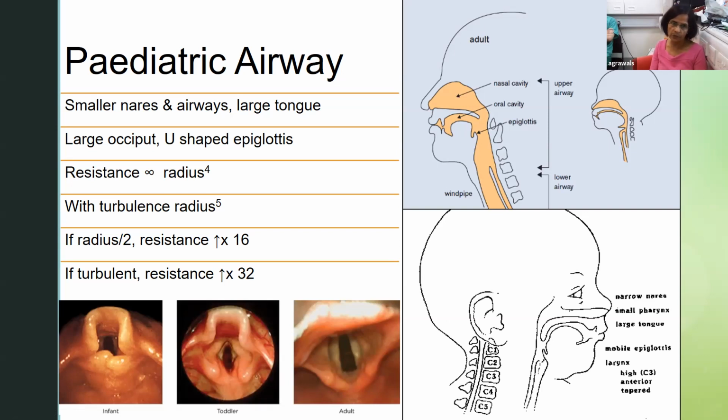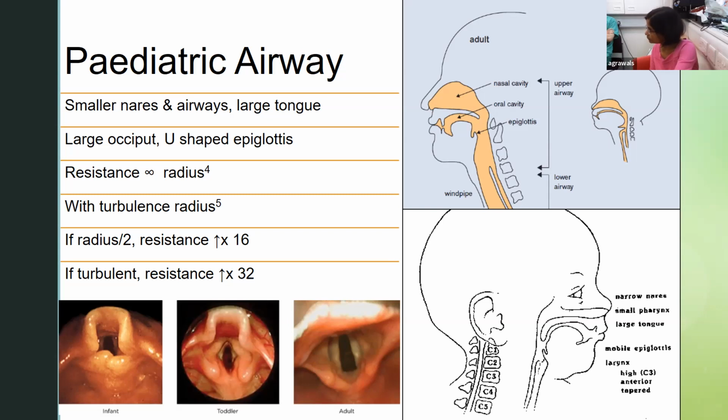And of course, as we know, the smaller the tube size, the higher the resistance, because it's related to the radius to the power 4. But if there is turbulent airflow, which would happen every time you've got an obstruction or you're finding it difficult to breathe, the resistance goes up by the power 5. So if the radius is halved, the resistance goes up by 16 times. And if the airflow is turbulent, that goes up by 32 times. So this just makes things harder for a small child.